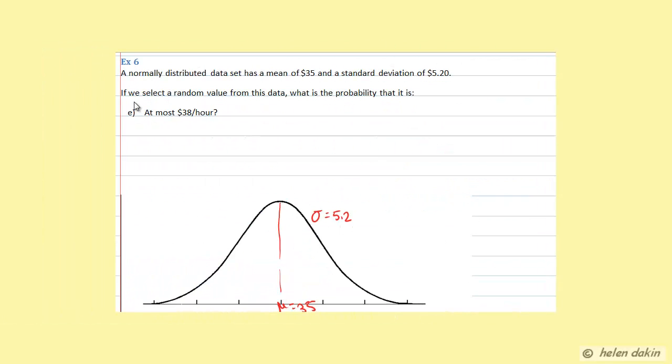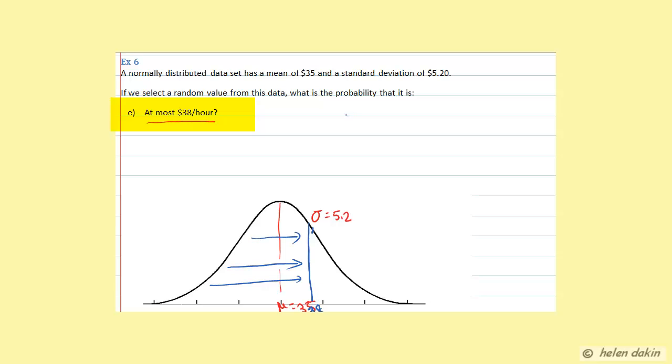And so the last question is, if we select a random value from this data, what is the probability that it will be at most $38 per hour? So what do we mean by at most $38 per hour? Well, first of all, let's go to our graph of our normal distribution. The mean is 35, the standard deviation is 5.2, and we want to know what is the probability that it is at most $38 per hour. So $38 per hour is going to be to the right of the mean. So $38 per hour is going to be here. And at most, what does at most mean? It means no more than. So at most means this area here to the left of that $38.